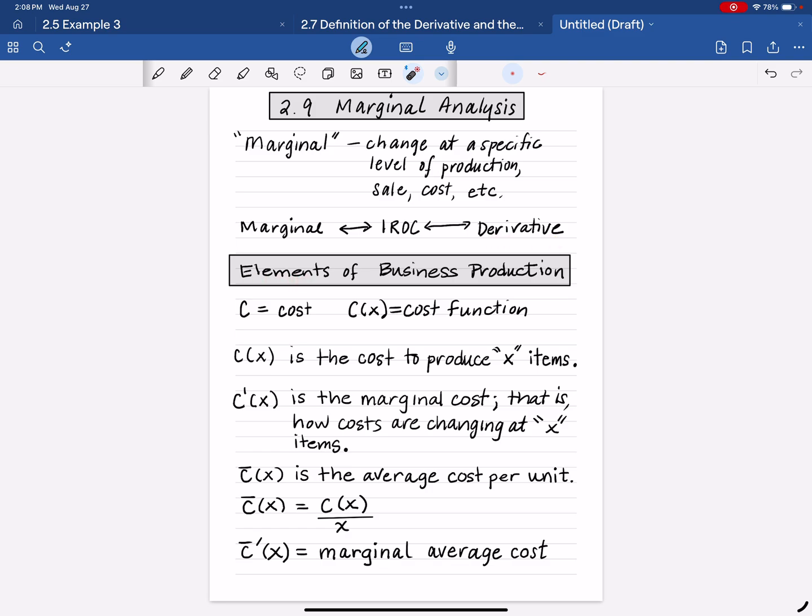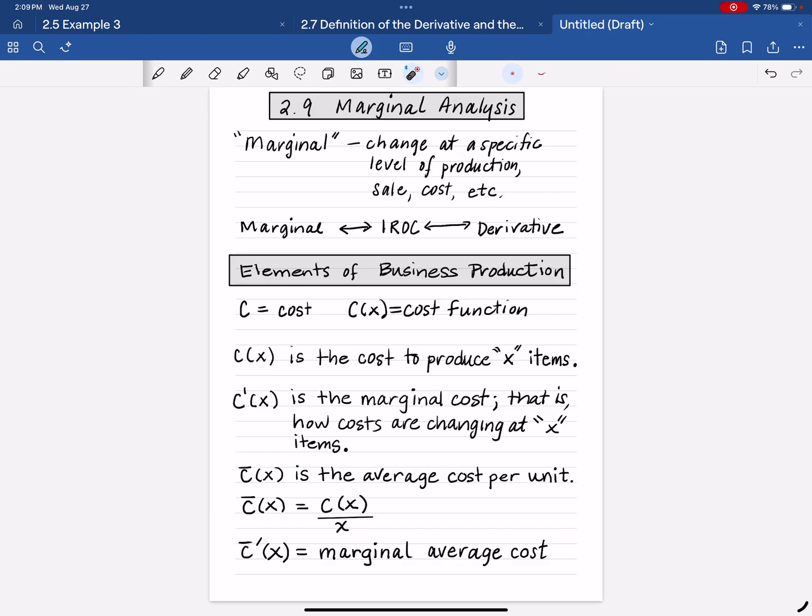So there are a lot of different elements of business production, so we'll go over each of those elements. The capital letter C will stand for cost. So C of X is the cost function. C of X is the cost to produce X items. So if you're making picnic tables, C of 5 would mean how much does it cost to make 5 picnic tables. C prime of X is the marginal cost, that is the derivative.